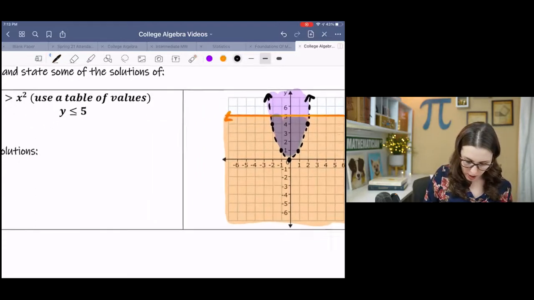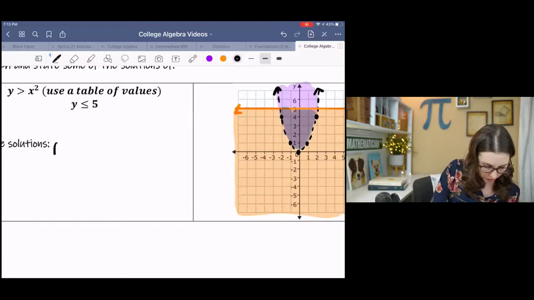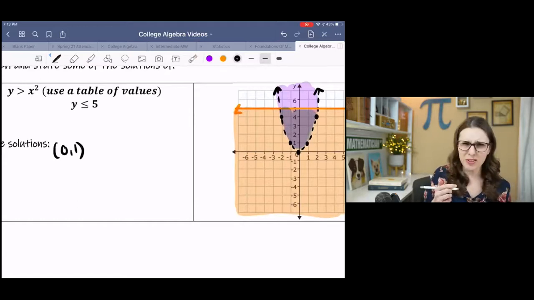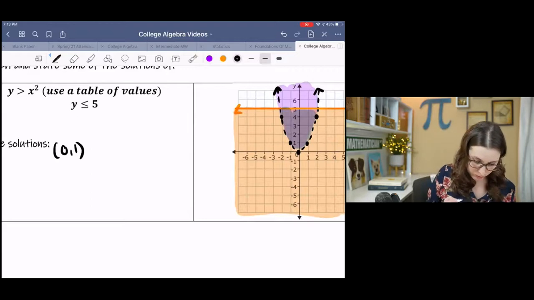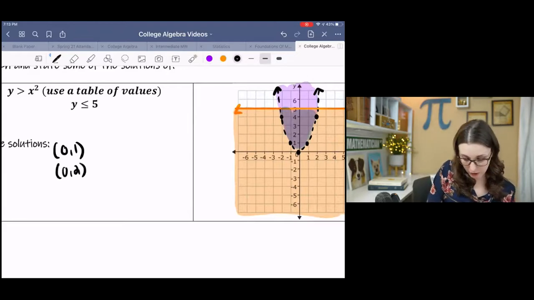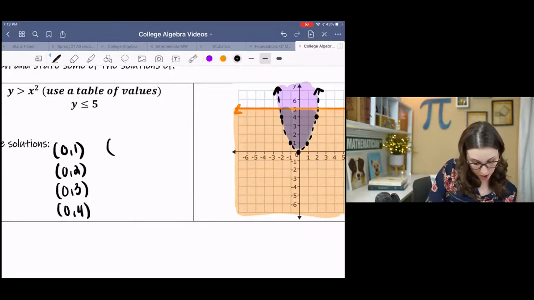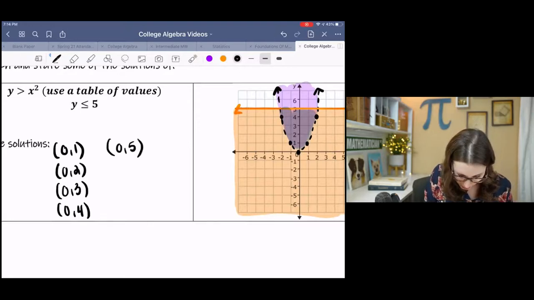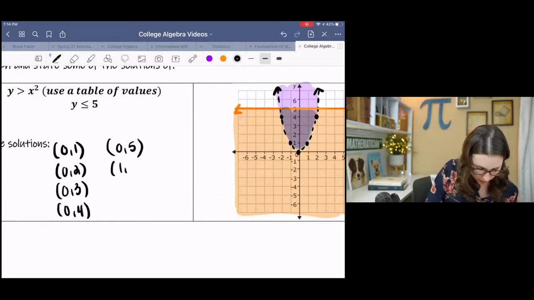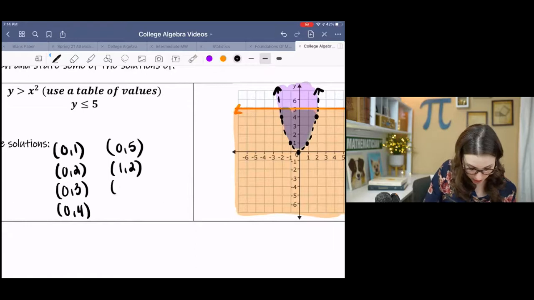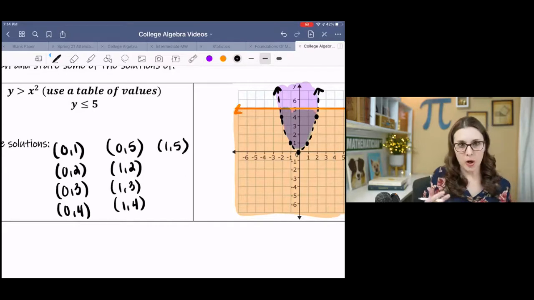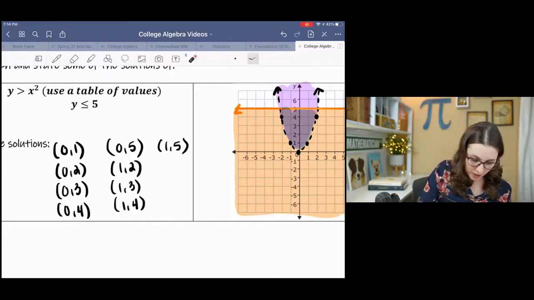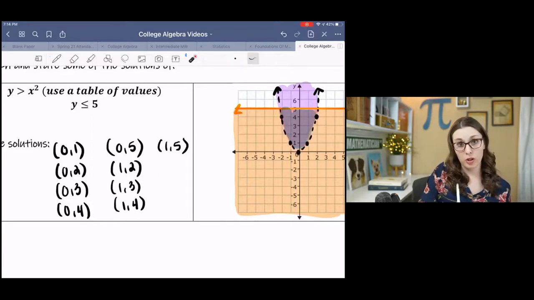So hopefully you got something like, we could do 0, 1. Whoops, forgot my 1. I always forget the 1. 0, 2. I'm not being very risky here. I'm going straight up the y-axis because why not? Anything on the y-axis, we could even do 1, 2, which is still in there. 1, 3 is in there. 1, 4, 1, 5. So I've listed a bunch. You can kind of see what we're doing, but nothing on the curve will work.